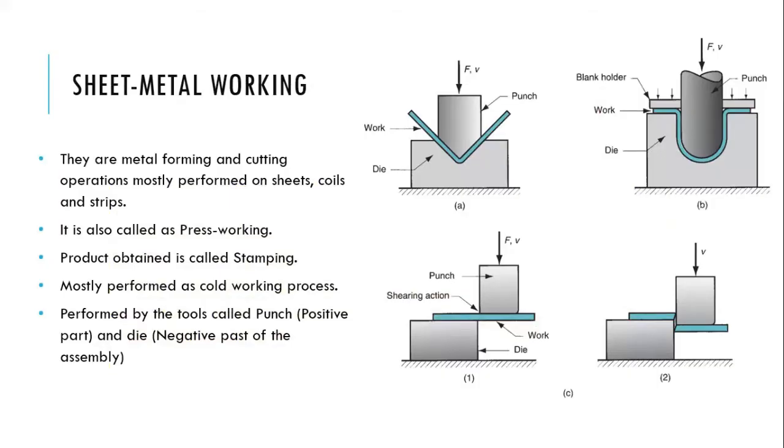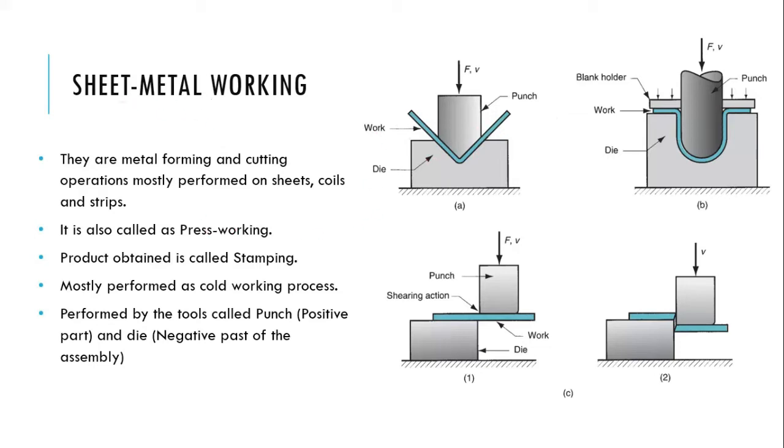Then the sheet metal, the second branch of the deformation process we discussed. They are used where there is no involvement of significant shape change. So they are the metal forming processes and cutting operations of sheets, coils, or strips. So you can see there is not that much significant shape change or plastic deformation involved, but they are involved with some smaller amount of deformation and some cutting operations.